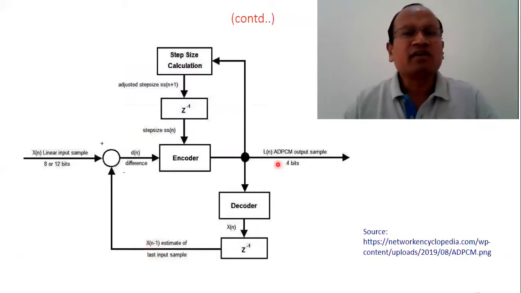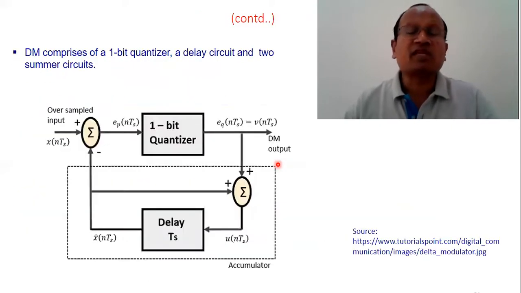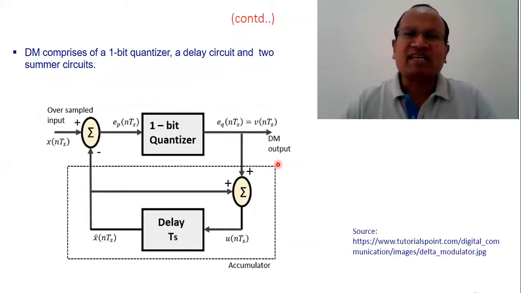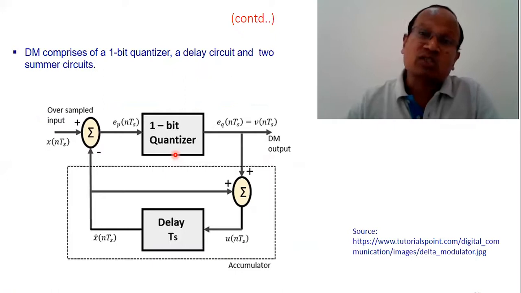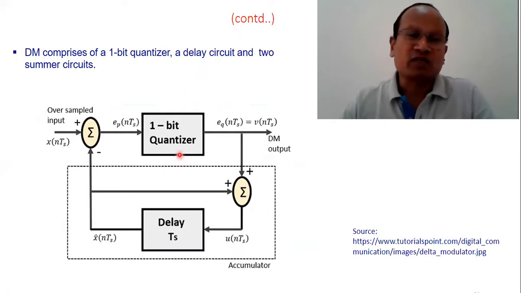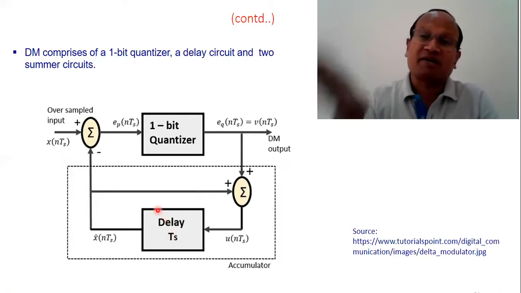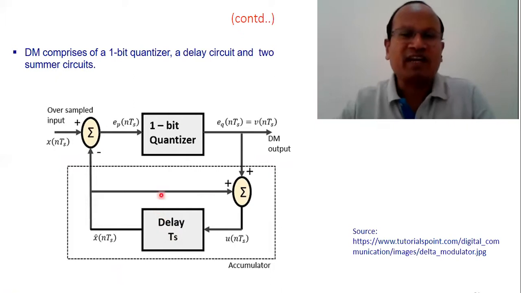This is the block diagram of delta modulation. It comprises a 1 bit quantizer, a delay circuit and 2 summer circuits. Where are the 2 summer circuits? Look here. This is the first one. This is the second one. And there is a delay operator. Why delay? We want the previous input, the previous sample, compared with the next sample. So we want to provide a delay.